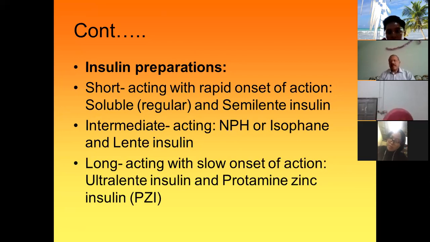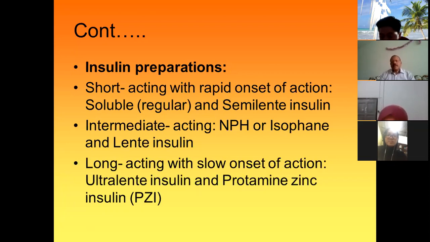Number three is the long acting. Long acting is characterized by delayed onset, slow onset of action, not rapid, not immediate. It is not suitable to use alone in emergency, because its action starts after hours. But it is characterized by long duration, up to 24 hours, as we will see after a few minutes. So long acting is characterized by delayed onset and long duration of action.